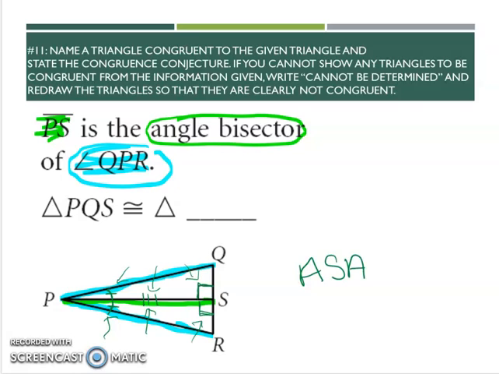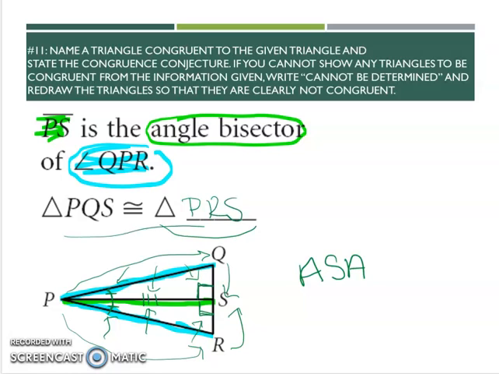That's one of our conjectures that works. And so I'm going to fill out this congruence statement. So they said PQS. So we are going to say PRS. And we have our triangle congruence statement filled out and our congruence conjecture.